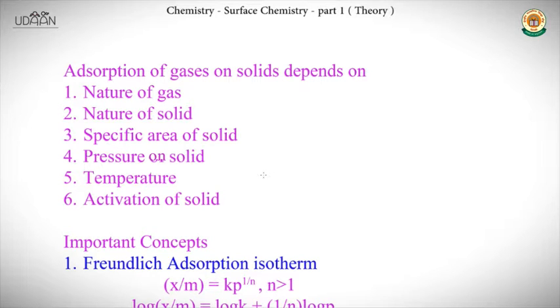And the fourth is the pressure of the solid. The fifth is the temperature, and the sixth is the activation of the solid. Activation of solids means that, for example, charcoal is more activated, because the surface properties decide the activation. Activation decides how much tendency the surface has for adsorption. So if activation is more, the affinity to attract molecules is more.